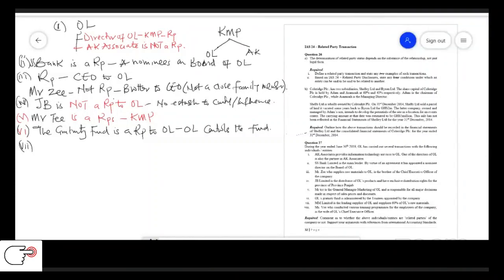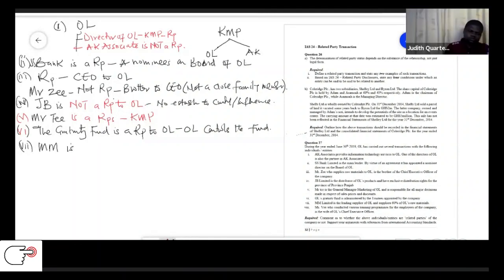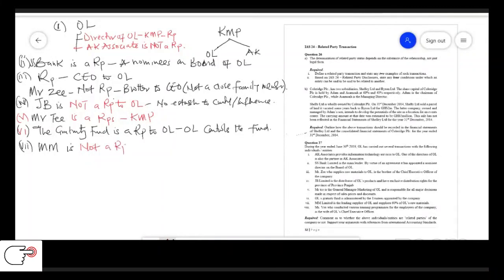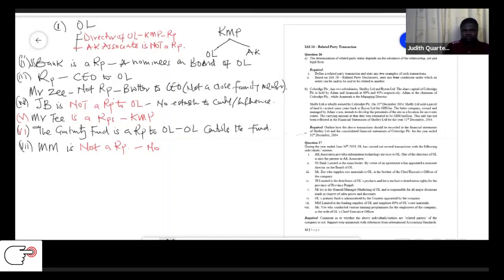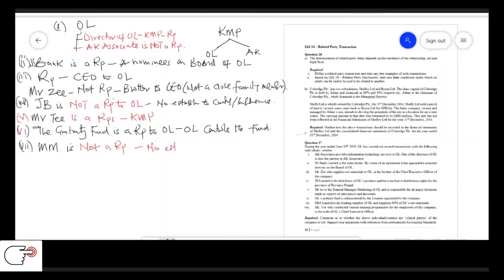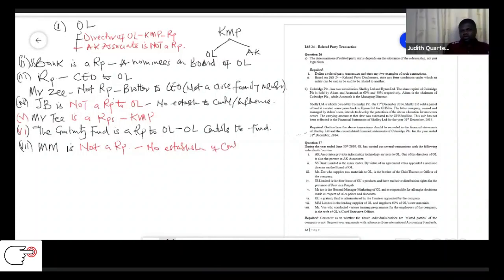Seven. MM Limited is the leading supplier of OL and supplies 60% of OL's raw materials. There's no related party. Why? Because there's no control or significant influence. Okay. No establishment of what? Control or significant influence.